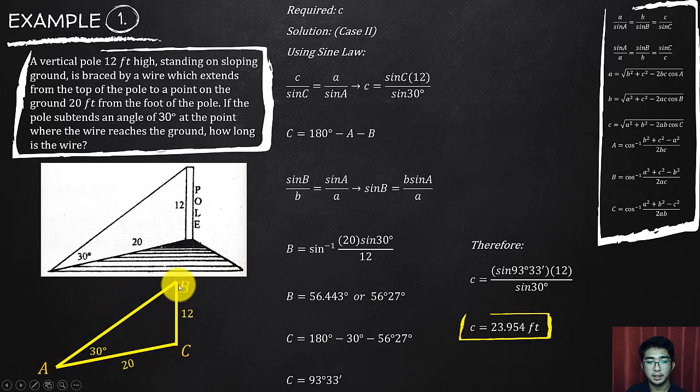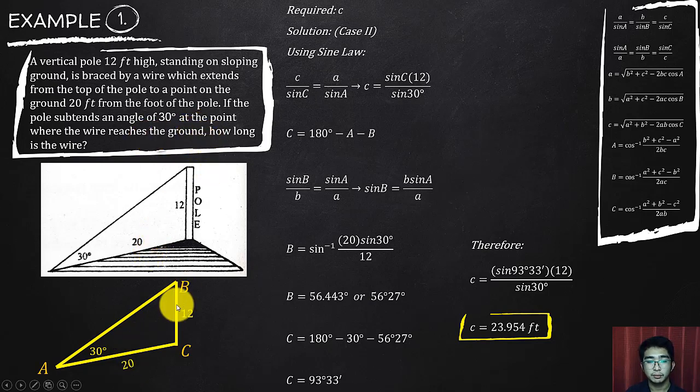You can interchange the letters: you can make this your A, you can make this your B, you can make this your C. But you need to be sure that you know how to define which side corresponds to which angle. So in my triangle, angle A is 30 degrees, side A is 12, side B is 20. Now, what is being asked again?